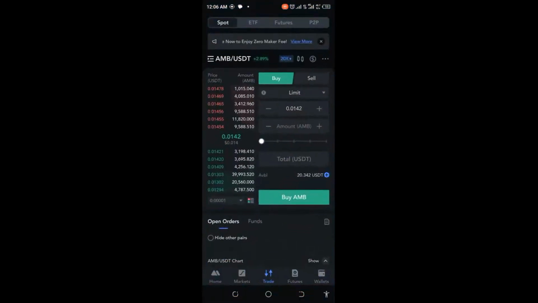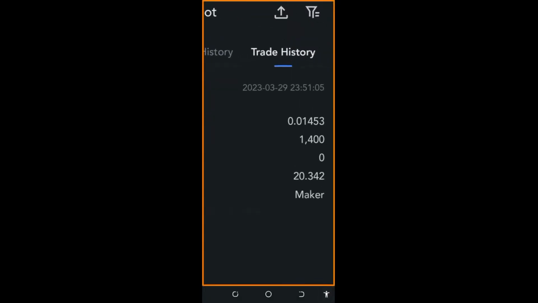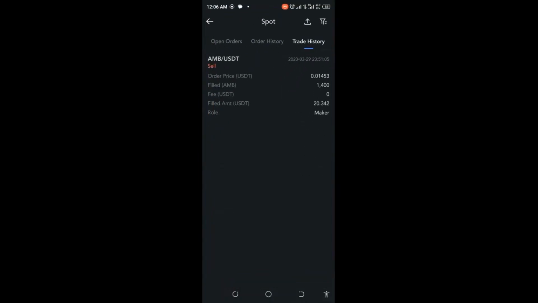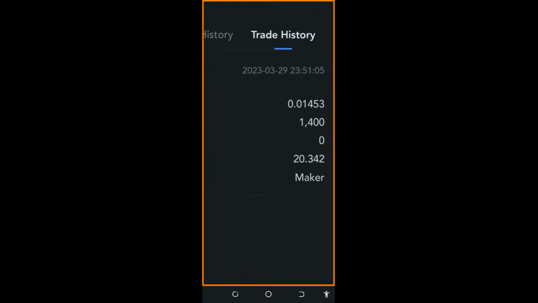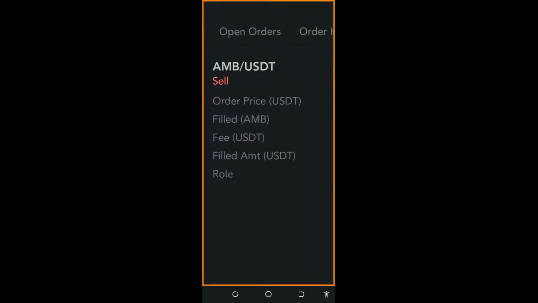So let me go check the order history to see what's in here. Wow, you can see it's a very new platform, my very first execution of a trade here. You can see that we got 20.34 here, but what we started out with, if you remember, is $20. So that means our profit is 34 cents. And you can see that the fee is zero.